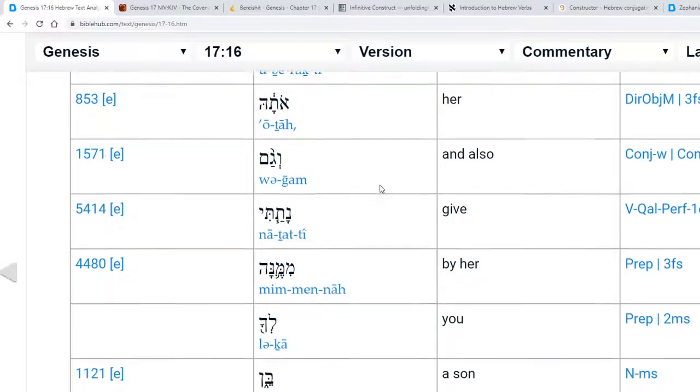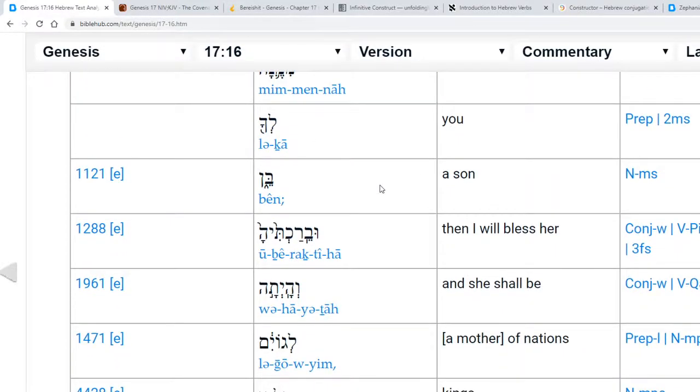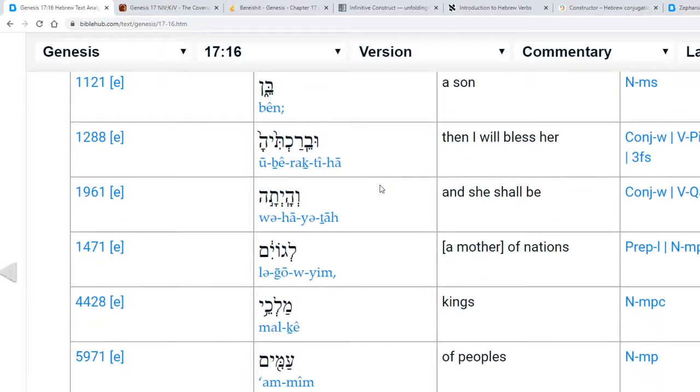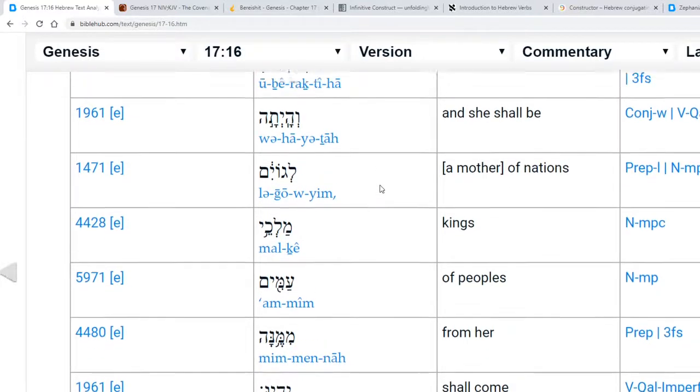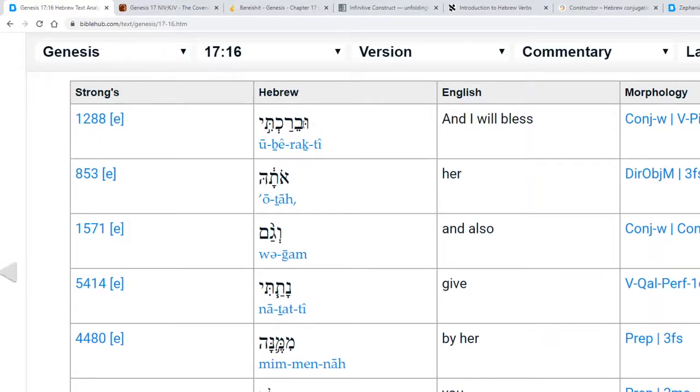Uverachti ota vegam natati mimena lecha ben uverachtiha v'haita legoyim malchei amim mimena yihiu. Okay. So, conjunctive of berachti, the root here is bet resh chaf, which means to bless. Also it refers to the knee. This is in the piel because that root to bless is considered more of an intensive verb. It's conjugated in the piel. And it's in the perfect, but because of the vav, it's getting flipped, right?